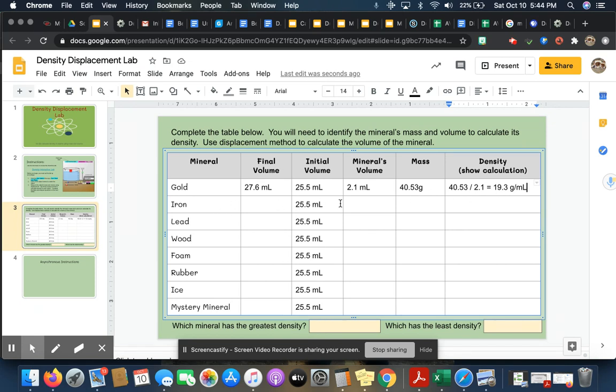So you're going to do this for every single one, okay? Once you're finished, you should be able to answer these two questions here, which is which mineral has the greatest density and which has the least. And to find that out, you're going to look in this section right here. So you're going to tell me which mineral has the largest number, that's the greatest density, and which one has the smallest number. It's going to be less than 1. That'll be the least dense, or which one has the least density. And that is going to be it for this lab.